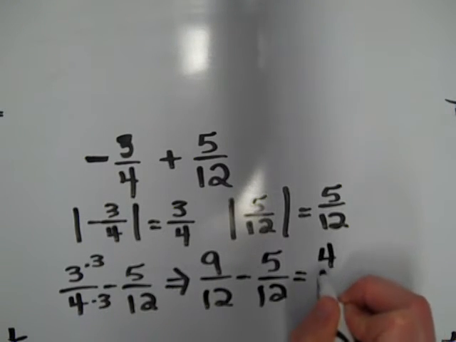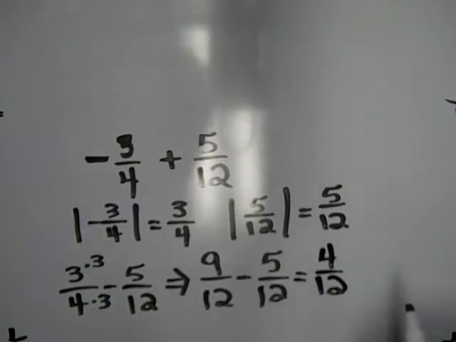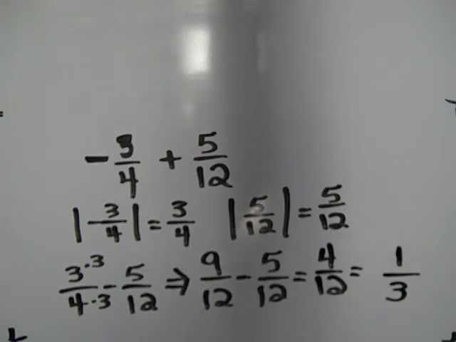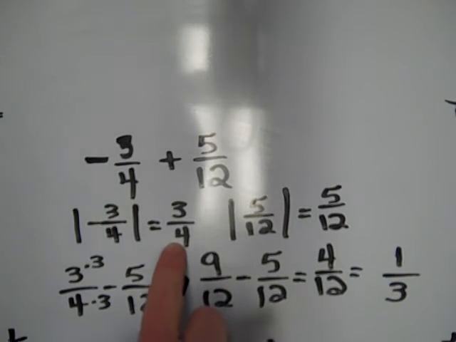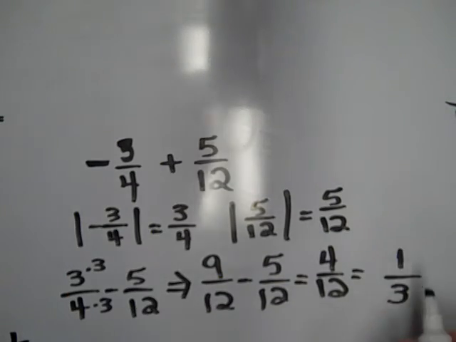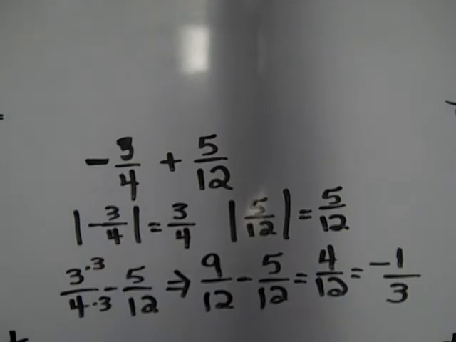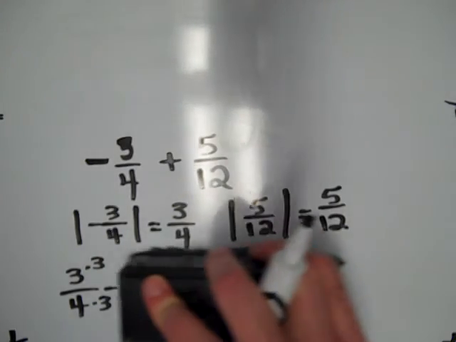That equals 4/12. Now I see right away I can reduce that because I can divide the top and the bottom by 4. So I get 1/3. And then I go back to my problem and I see that the number with the greater absolute value, 3/4, is negative. So my answer is negative. So that's how we add numbers, fractions, with different signs.